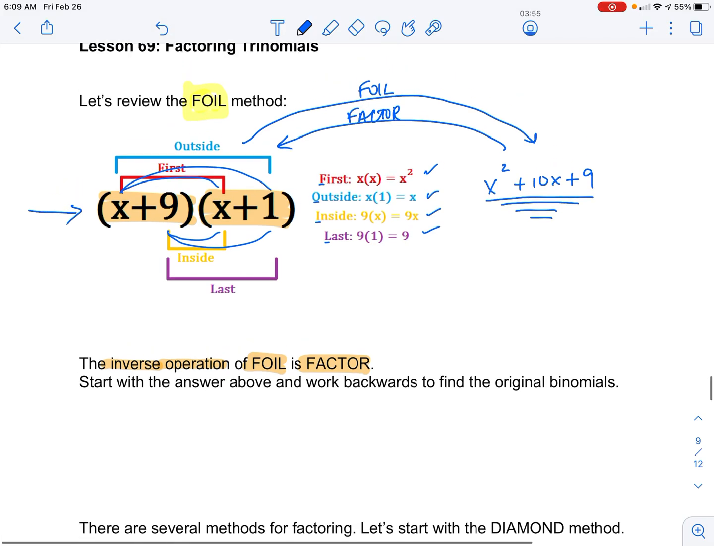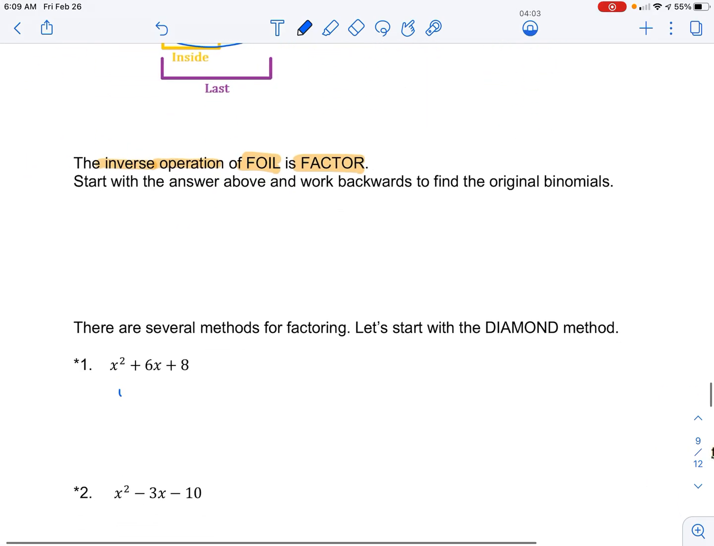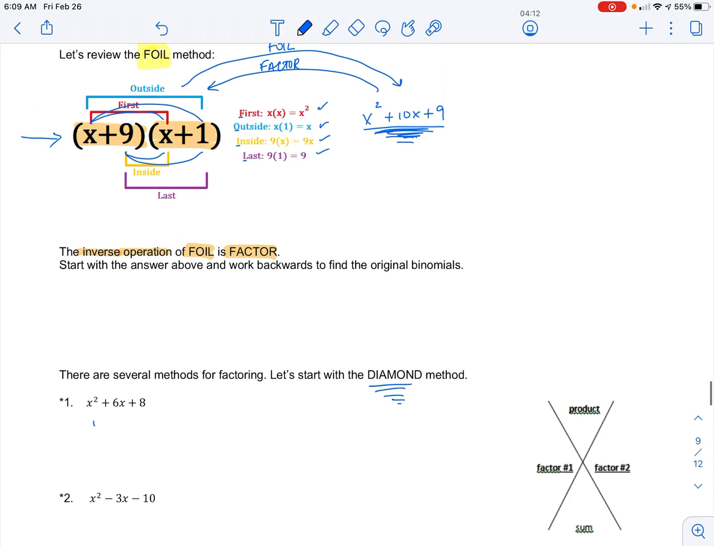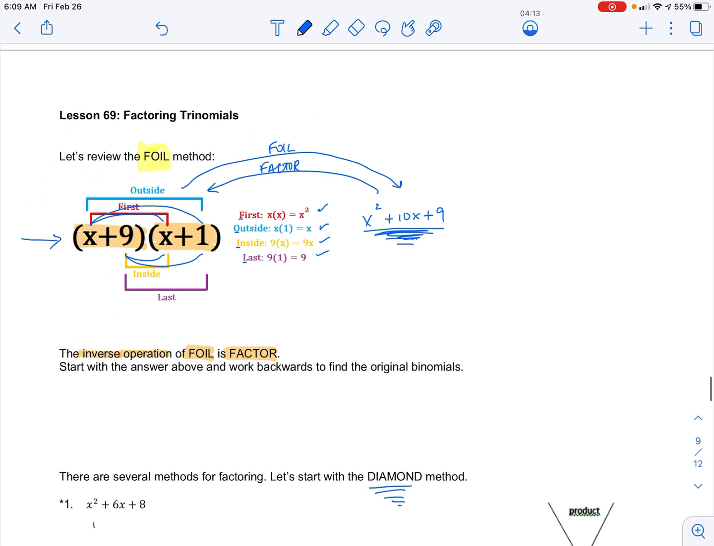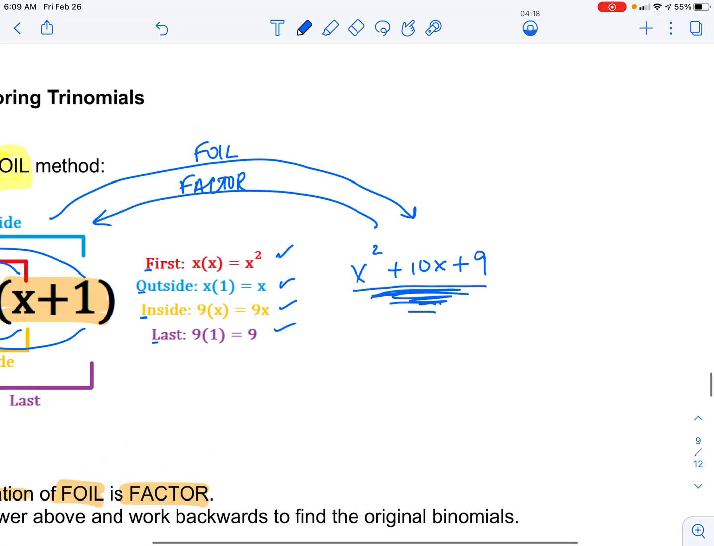All right, so we always start with our trinomial, and we're going to work backwards to find the original binomials. Now there are several methods for doing this. We're going to start with something known as the diamond method. This is really fun, but you do need practice in order to understand this. Before I bump down to that first example, though, I'm going to work out what has happened up here.